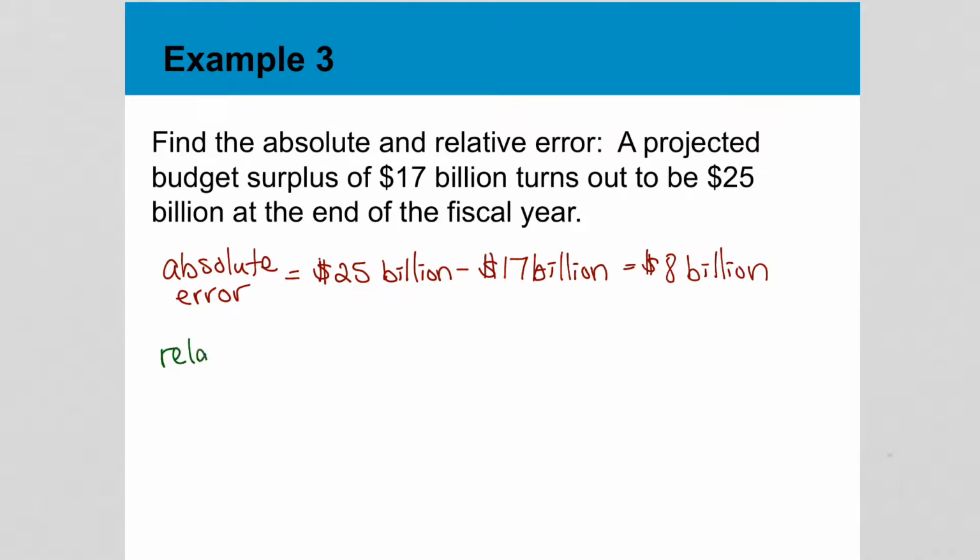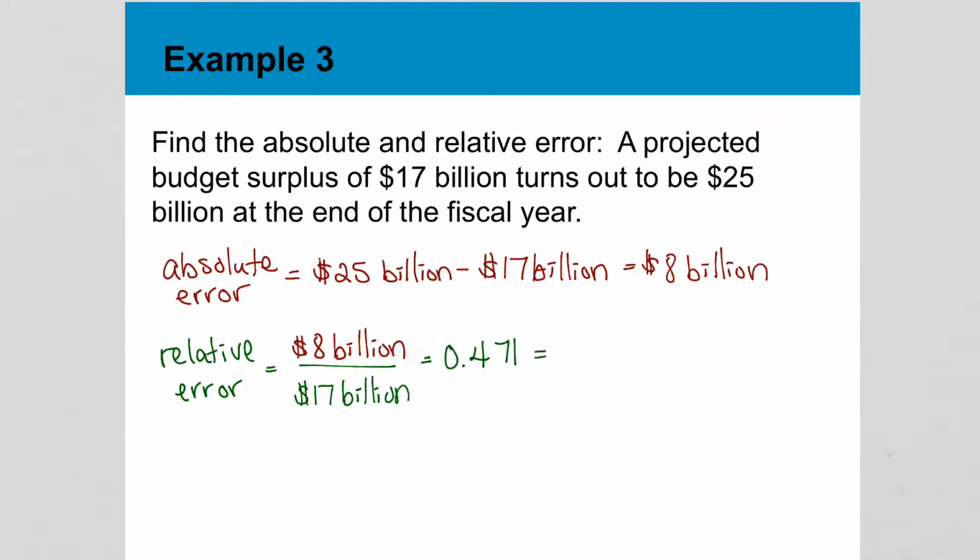And the relative error would be that $8 billion divided by the true, so 17 billion, or the original. 0.471, and we're changing that to a percent, so 47.1%.